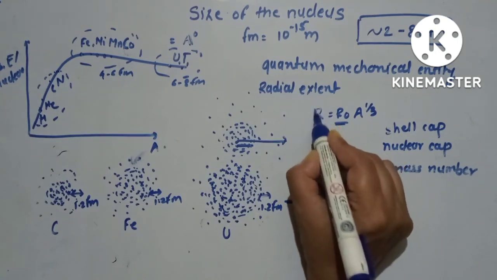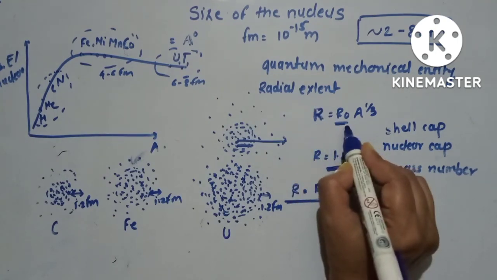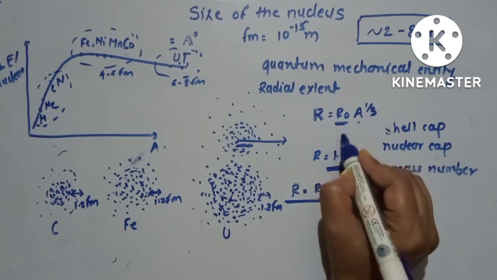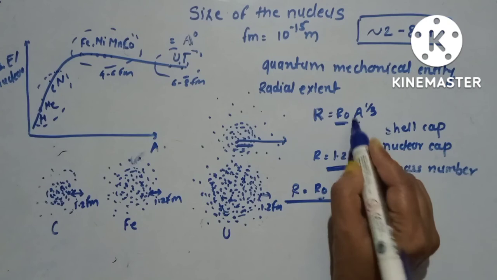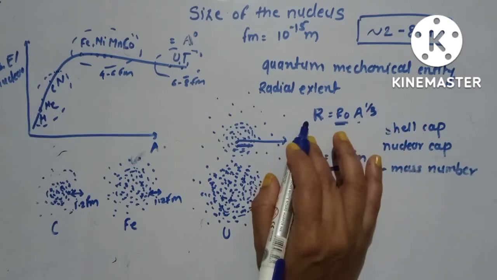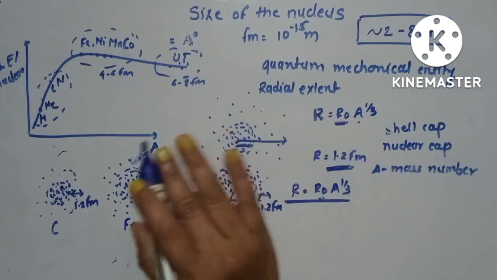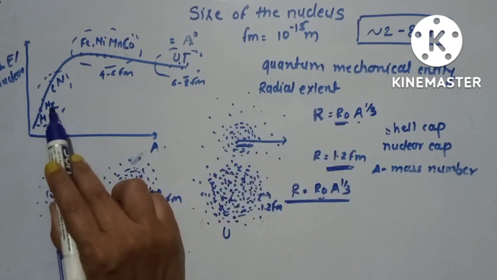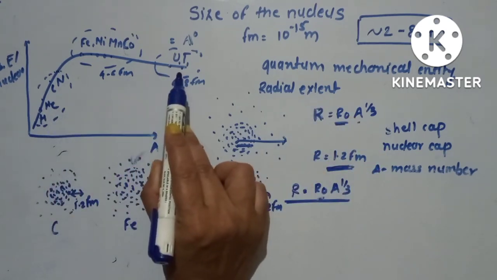Thus, by using this simple formula of R is equal to R naught A raised to 1 by 3, where A is the mass number and R naught has a fixed value of 1.2 femtometers, you can calculate the radial extent of all the nuclei in the periodic table, starting from the lower weight nuclei to the high weight nuclei.